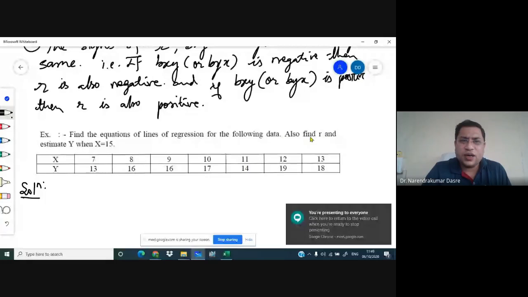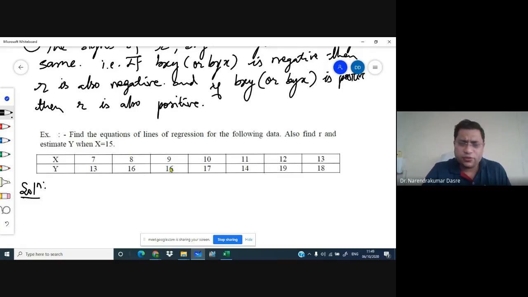Okay, so now let us try the question. Let us solve the problem. Now we have this, so we have to find out R. And then we have to find out what is the value of X.